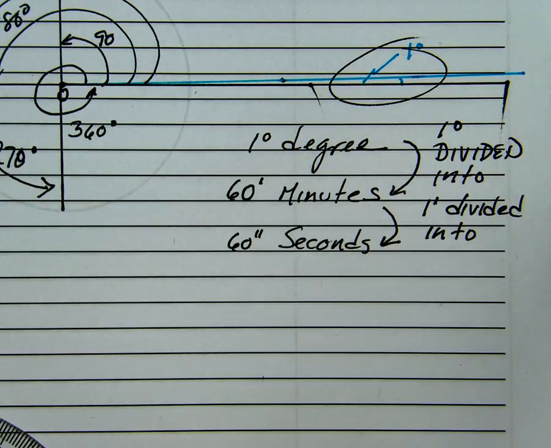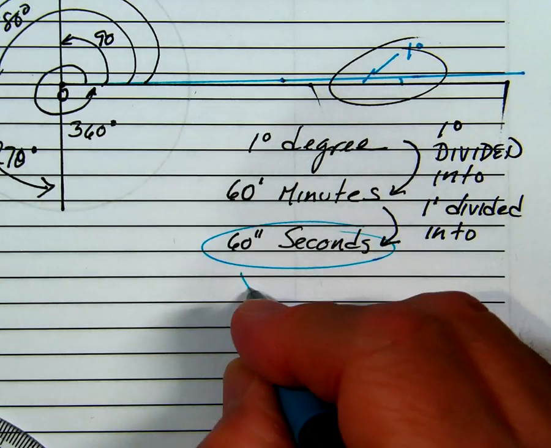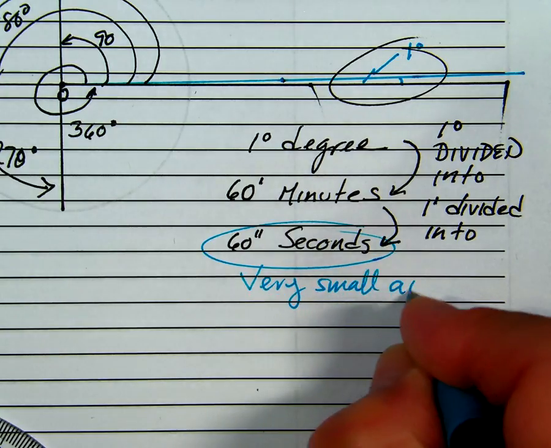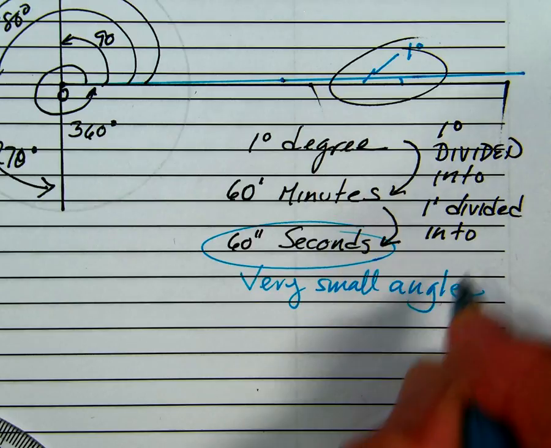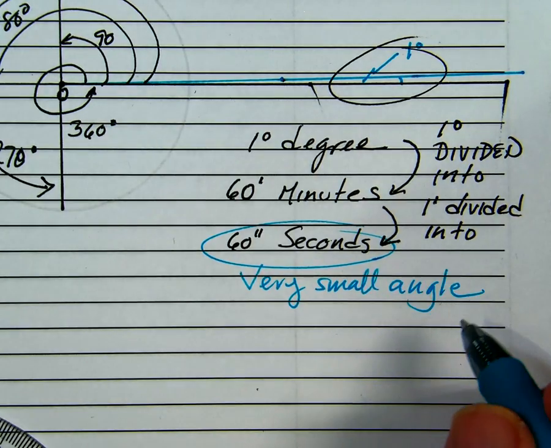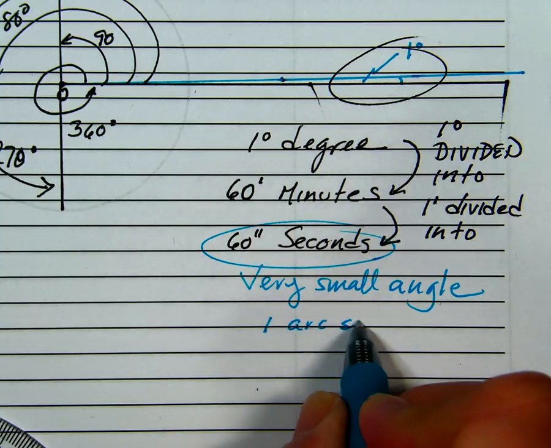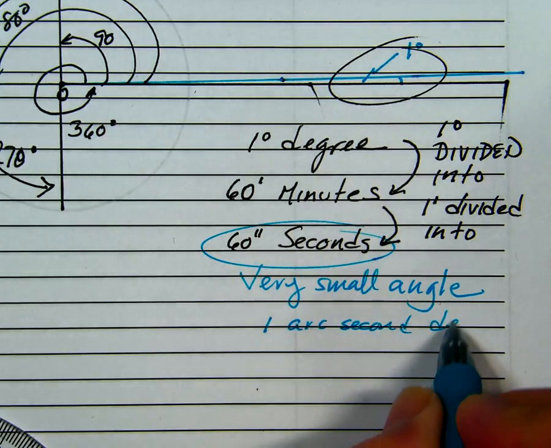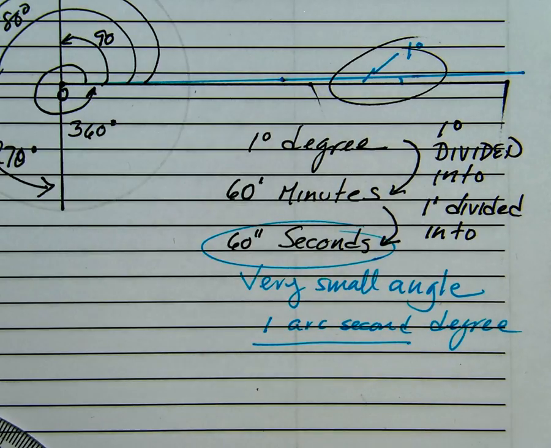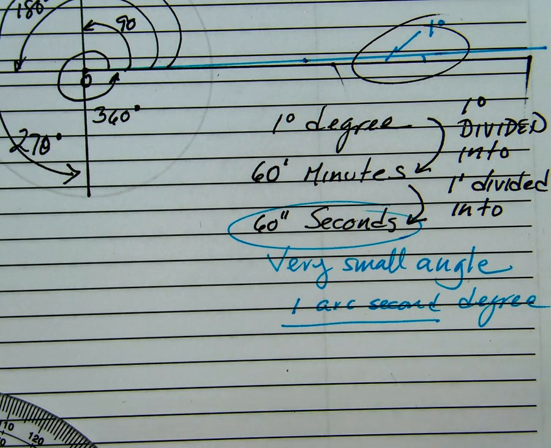So a couple of things you need to know. This is a very small angle. It's called 1 arcsecond. 1 arcsecond degree. Very small. So you would indicate an angle, a traditional angle.